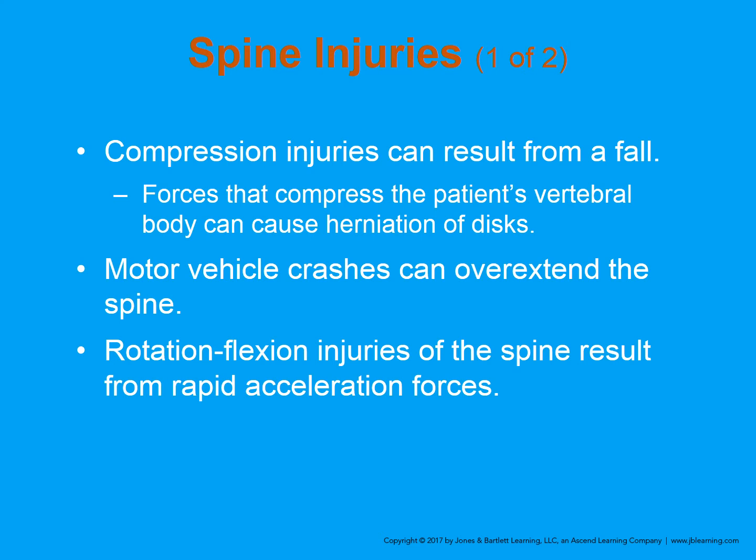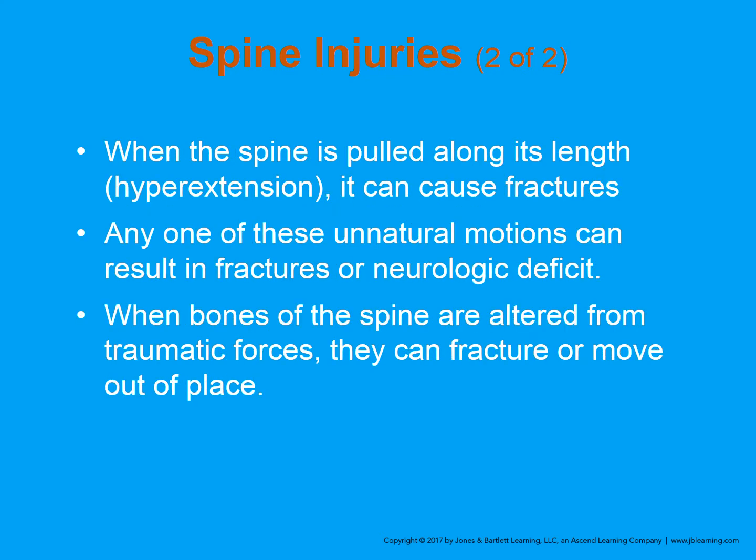So our spine that we talked about is surrounded by clusters of muscles to allow us to have good movement, flexion in each direction, and be able to manipulate. But that ability to move can also get strained very quickly if it gets pushed to its limit due to excessive forces, oftentimes with motor vehicle accidents. When the spine is pulled along its length or hyperextended, it can cause a fracture. Any one of these unnatural motions results in fracture or a neurological deficit.